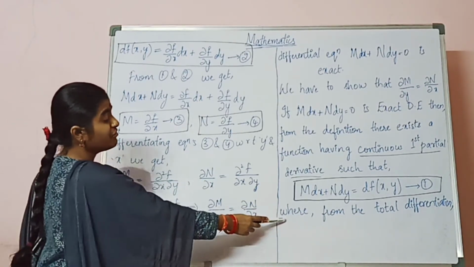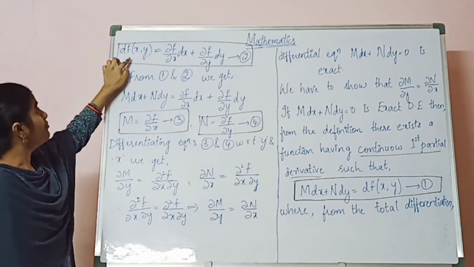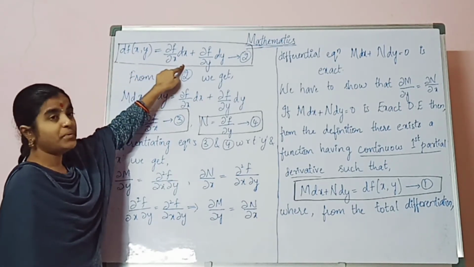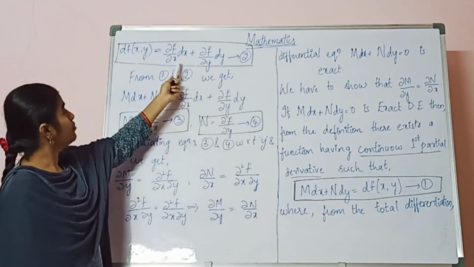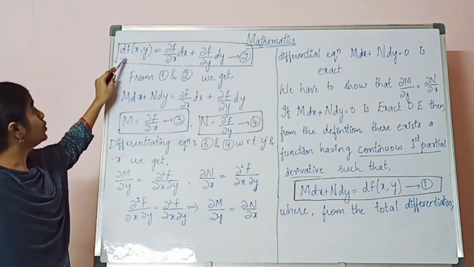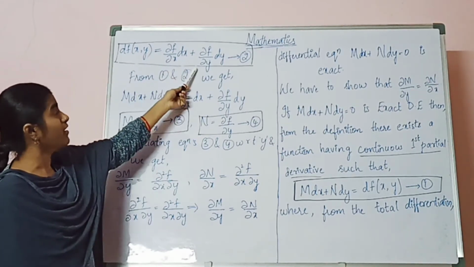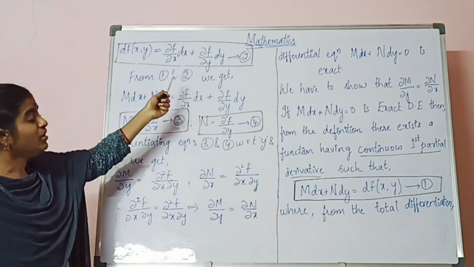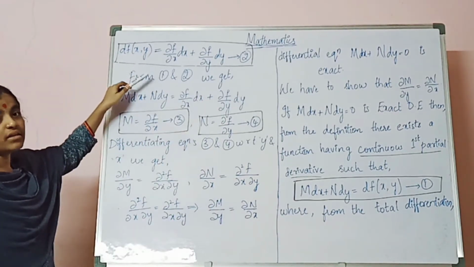Now, from the total differentiation, d of f(x,y) equals ∂f/∂x into dx plus ∂f/∂y into dy. This we are considering as equation 2. This we are taking from total differentiation and we are considering it as equation 2.